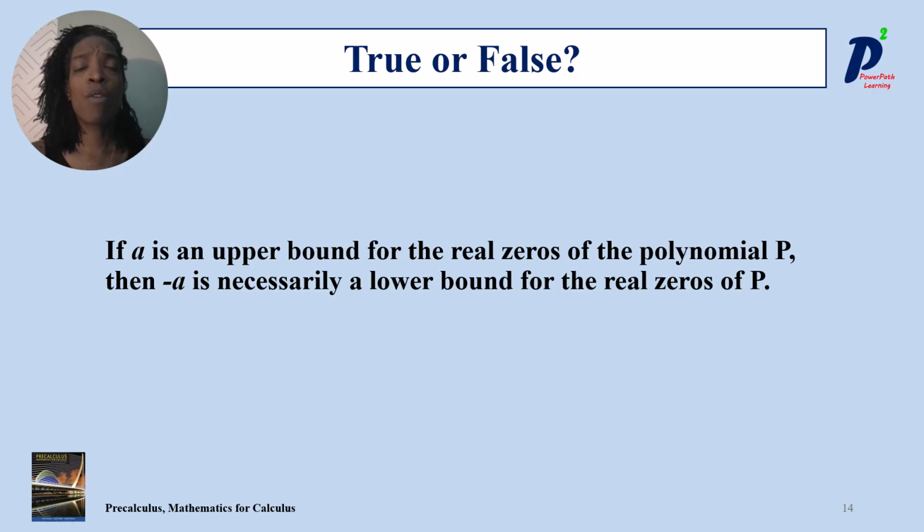Great job today. Hopefully you feel good about the upper and lower bounds of a polynomial's zeros. And now to end, is this statement true or false? If a is an upper bound for the real zeros of the polynomial p, then -a is necessarily a lower bound for the real zeros of p. Talk amongst yourselves and I'll see you in the next one.